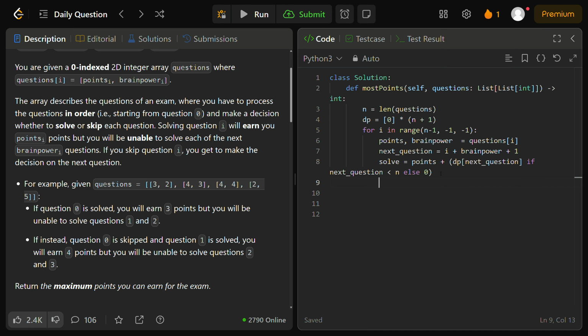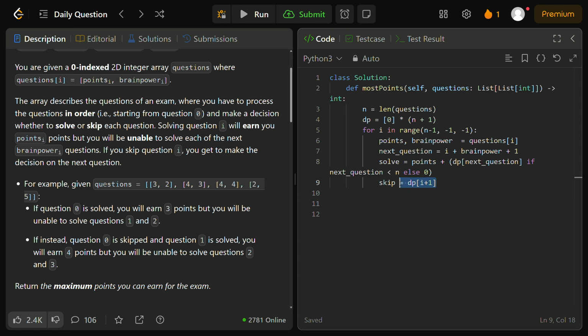But what if we just choose to skip the question I? So I'll title it, you guessed it, skip. If we skip the question I, it's actually a lot simpler logic. We simply just move on to the next index. And quite simply, how do we move on to the next index? If we're at the index I, we simply move on to index I plus 1. So skip is going to be dp at I plus 1.